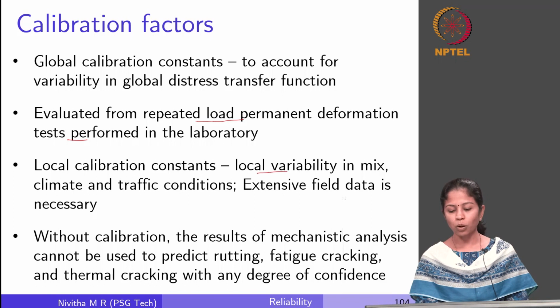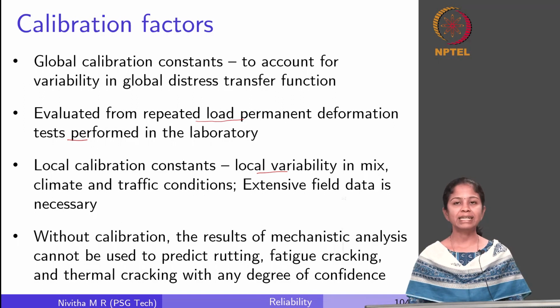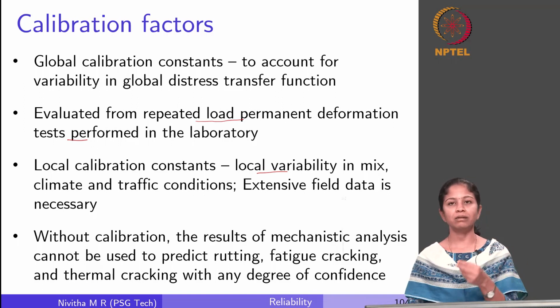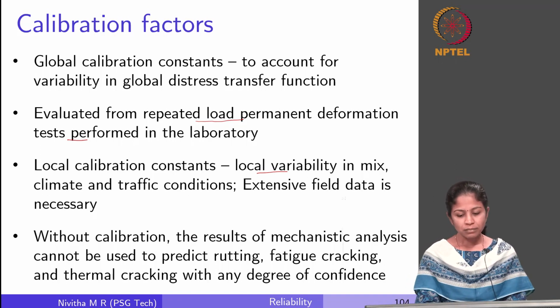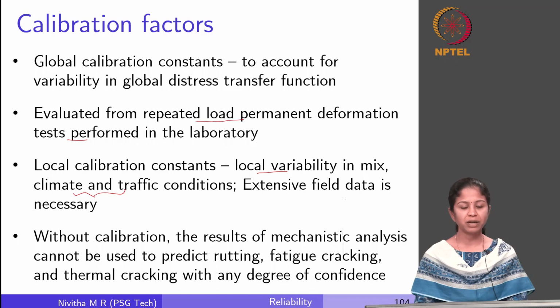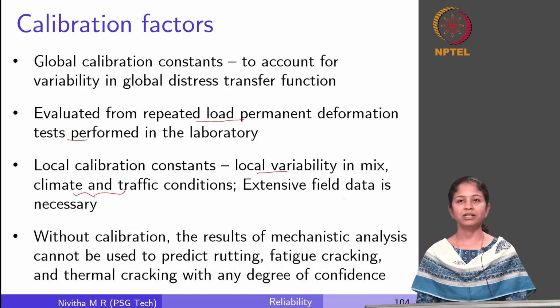Then we also have the local calibration constant. This takes into account the local variability in mix. So, though we have a mix which is defined in the laboratory, when we make it at site there are going to be some variations between the controlled conditions in which it is prepared in the laboratory and the field conditions. So, that local variability is taken into account, plus the effect of climate and traffic condition. So, if I have to take into account the local calibration effect, then we need extensive field data. We collect a lot of data in the field, compute the standard error like how it was done previously, and we will be able to accommodate the site specific conditions with respect to mix properties, climate and traffic.